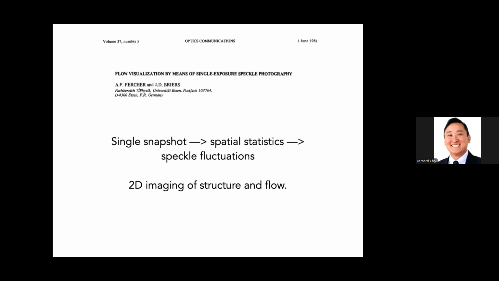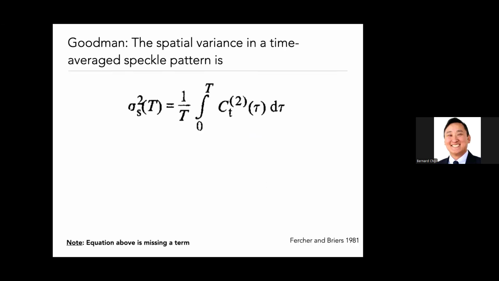So the idea here is that you take a picture, and if you understand the spatial statistics and how it relates to whatever the speckle pattern looks like, you can then infer an image of flow. Okay. So concepts from more than 40 years ago. And this equation, it's been corrected since then, but I think it's a nice equation to start with.